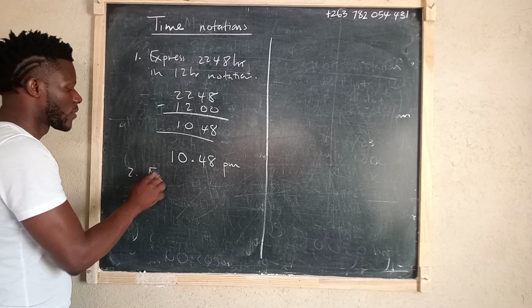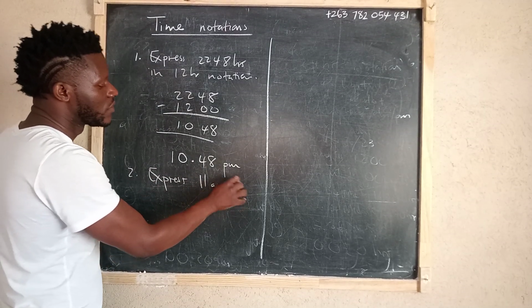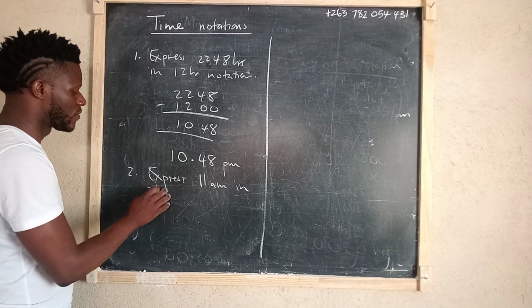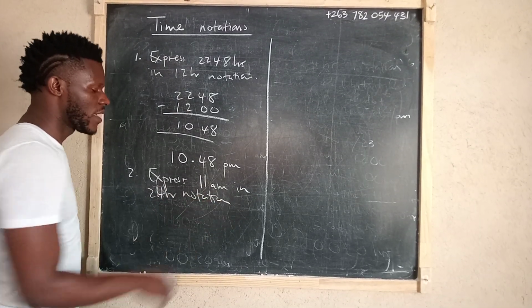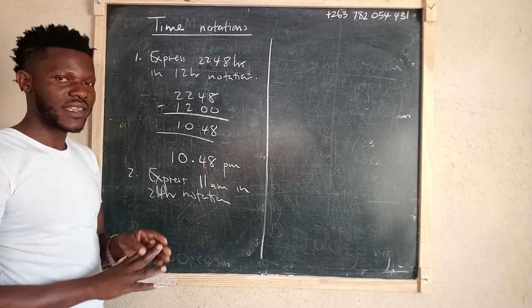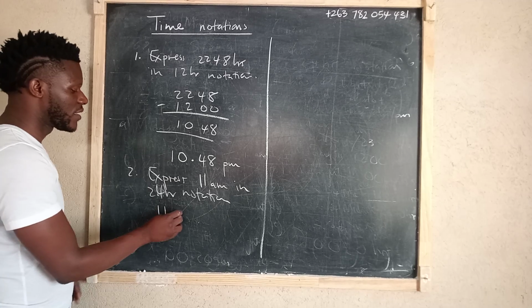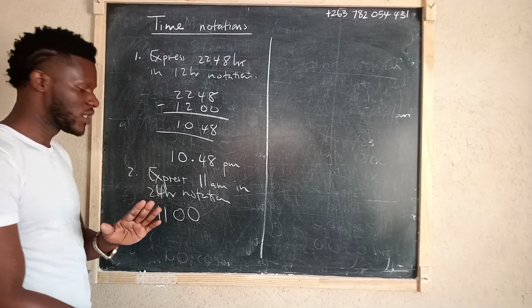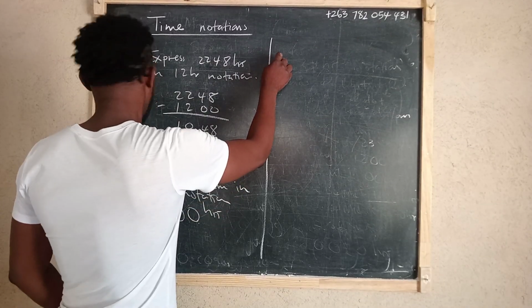Number 2, express 11 AM in 24-hour notation. In 24-hour notation, there will be no a.m. or p.m. So I say 11:00, because I use four digits for the hours. That's it.